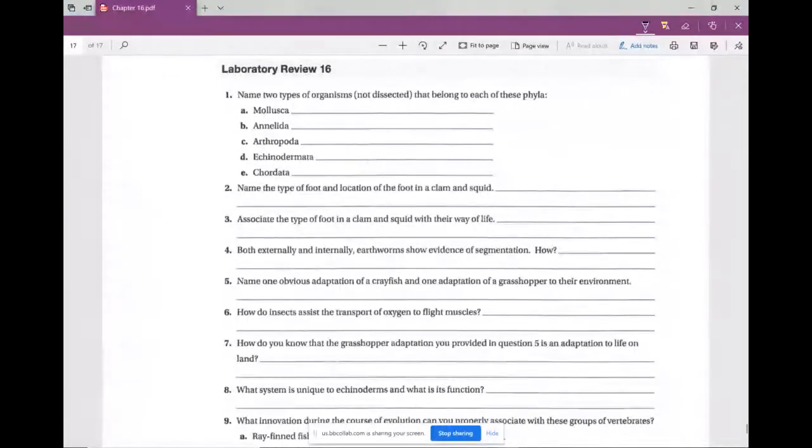All right. Laboratory review. Name two types of organisms, which we didn't dissect, that belong to each of these phyla. Mollusca. Ooh, that's a good one. You guys can think of something, right? I'll give you one: oysters. You guys can think of another one. Annelids. I gave you two examples: earthworm and leeches.